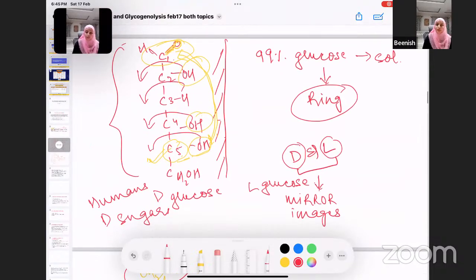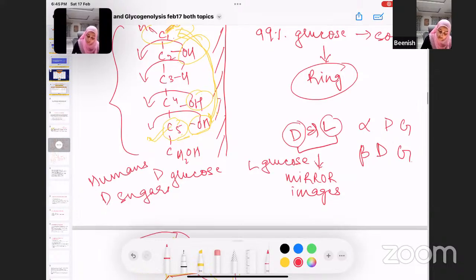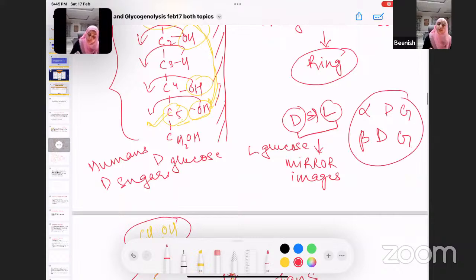And why is it important? Because the enzymes in the body are able to differentiate between alpha D glucose and beta D glucose. For example, your glycogen is formed from alpha D glucose, but your cellulose is formed from beta D glucose. So here is the importance of knowing these forms, knowing the isomers.